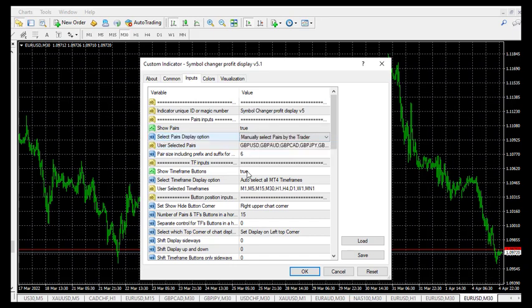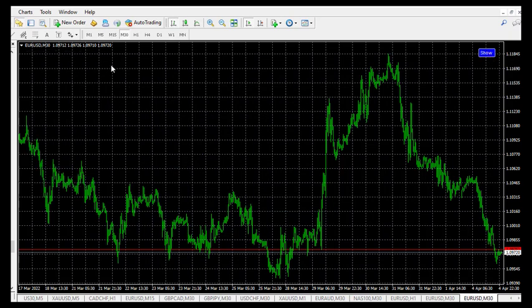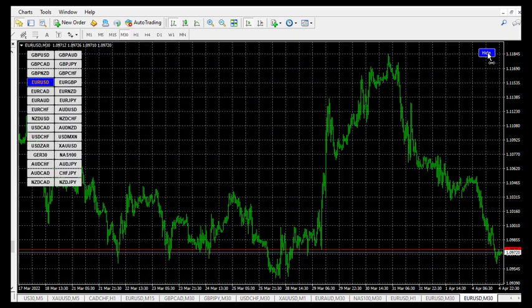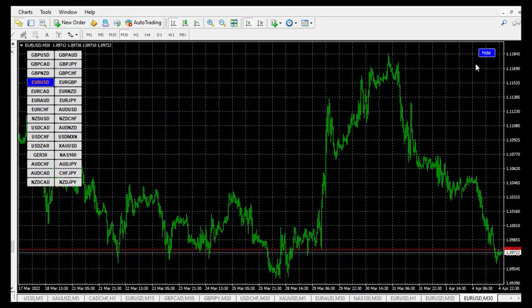Then change this to true. This one change to false. Then this changes to true on the right upper chart corner. Say okay, it's okay. Then just click OK once you are done. Yes, we have it, and you can actually hide these pairs in case you don't want it to show. If you want to analyze the market and it's covering part of your chart, you can just hide it and turn it on again.